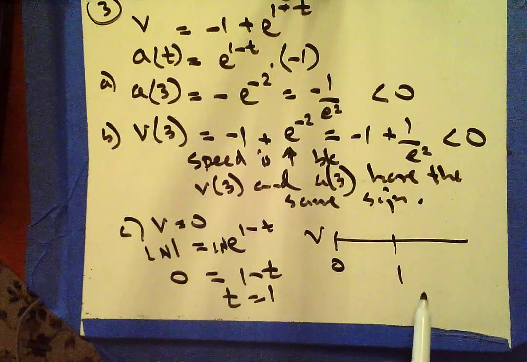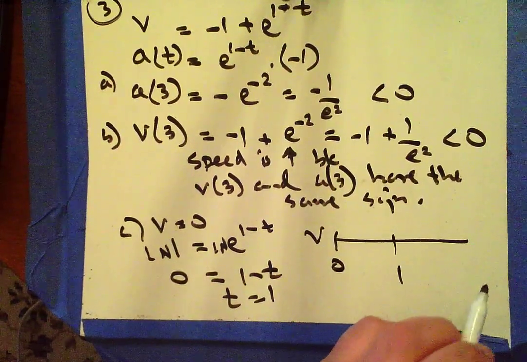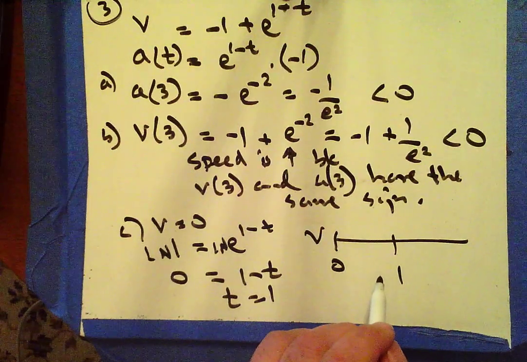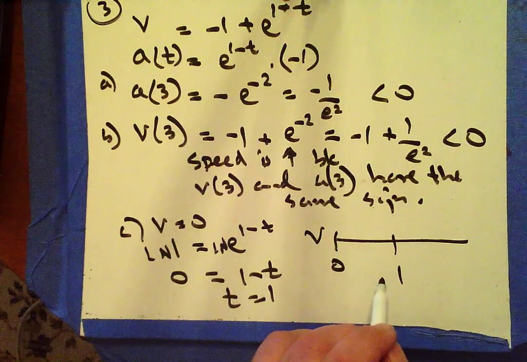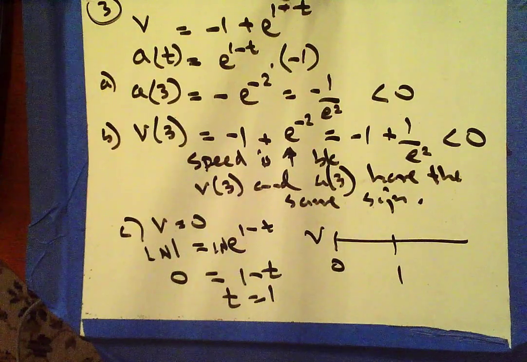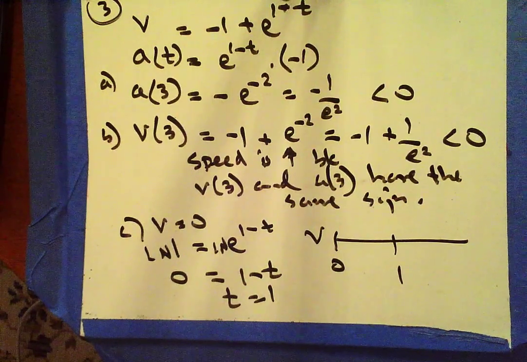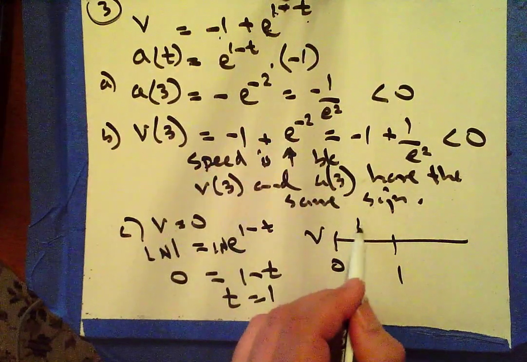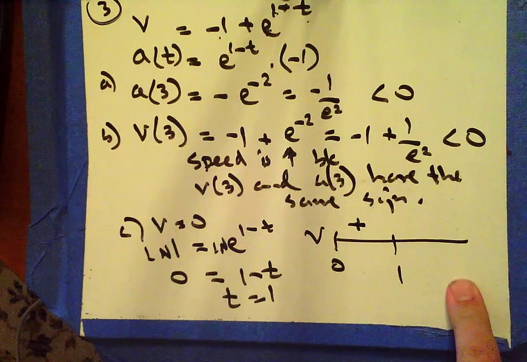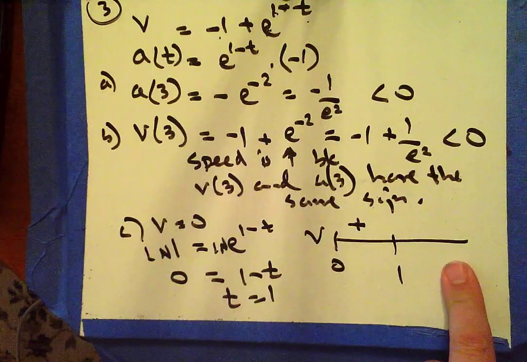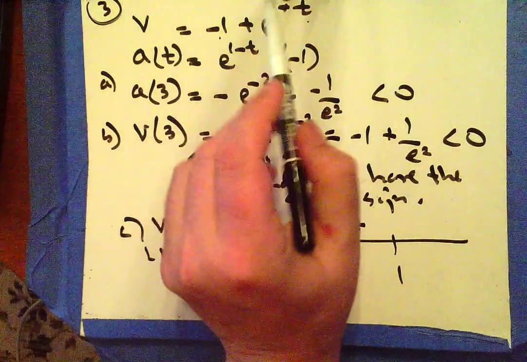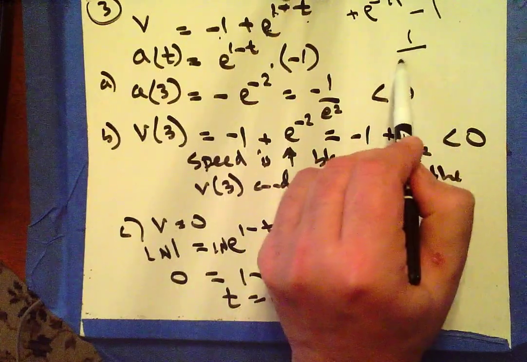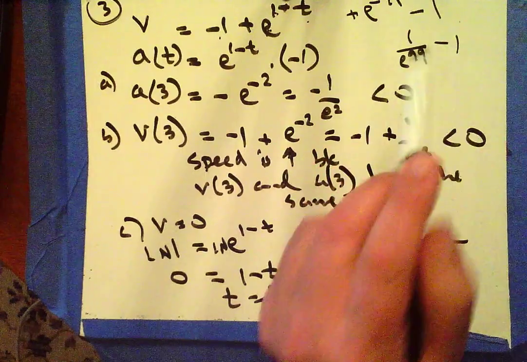So 0, 1, v. Let's see what I can plug in here. This is without calculator. I need some sort of test values. Well, what if I plug in a 0? If I plug in a 0, I get e to the 1, which is positive 2.7, minus 1, that's a positive number. And if I plug in a number on the other side of this, say 100, then I get e to the minus 99th, minus 1. Well, that's 1 over e to the 99th. That's 0 minus 1, which is negative.